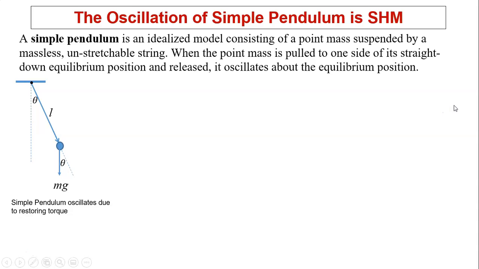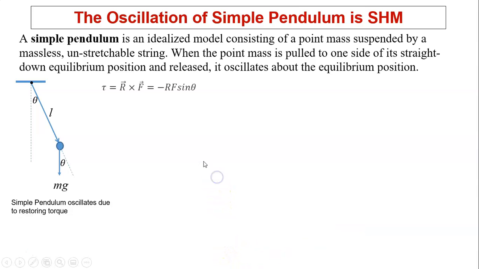First, let's consider simple pendulum. A simple pendulum is an idealized model consisting of a point mass suspended by a massless, unstretchable string. When the point mass is put to one side of its straight down equilibrium position and released, it oscillates about its equilibrium position. So the simple pendulum oscillates due to restoring torque.